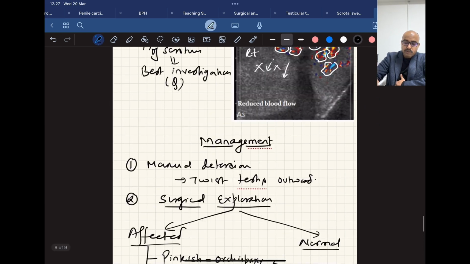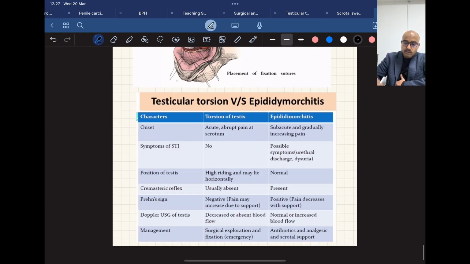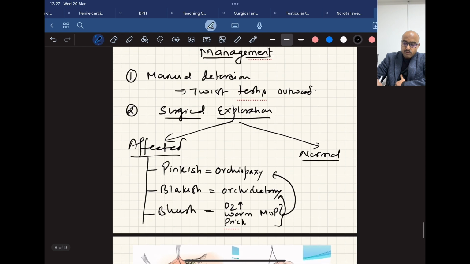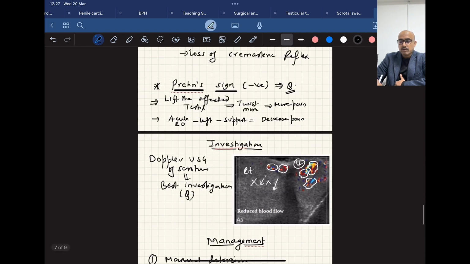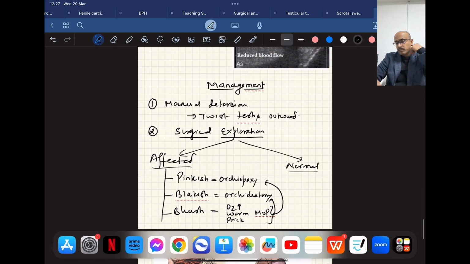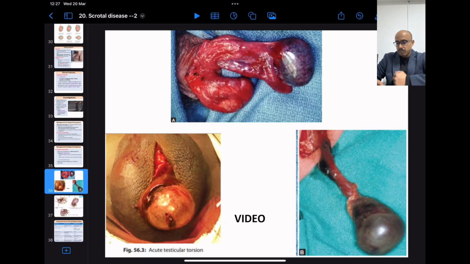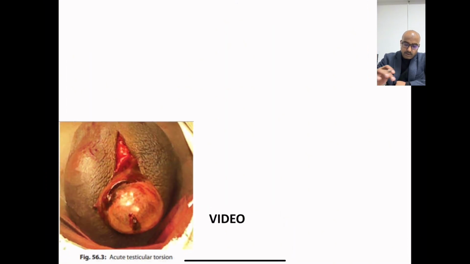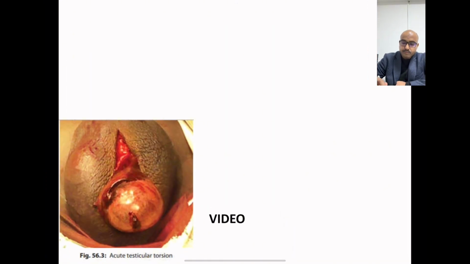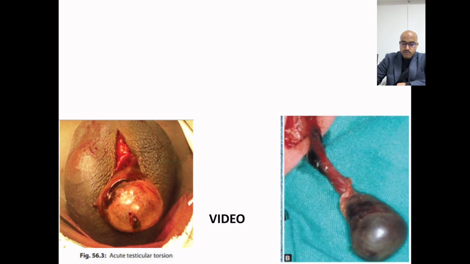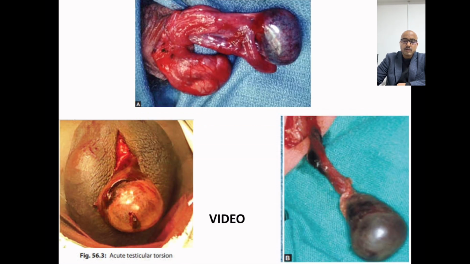You can see this picture here. Okay, fine. Picture you can see from here. See, this is the normal pinkish one. This one you can see is blackish, already necrosed. We have to remove it.